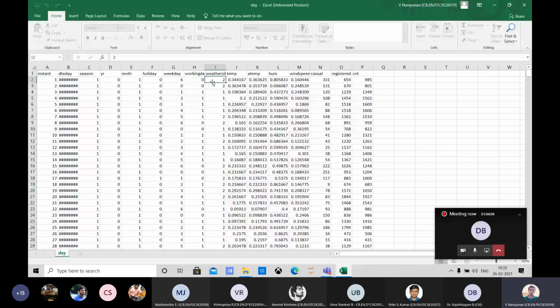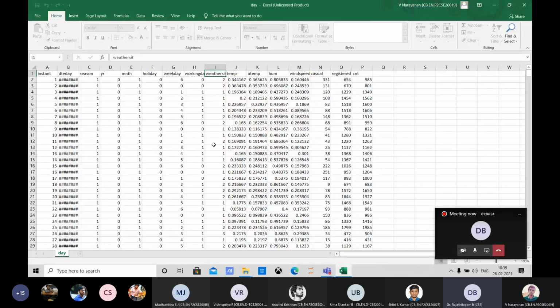Weather is like sunny, windy. The values 1, 2, 3, 4 indicate whether it's sunny, windy, rainy, or something like that. So how specific is your question? Accordingly, you can choose your variables. These are the X variables which can help you predict, so they are called the predictors.